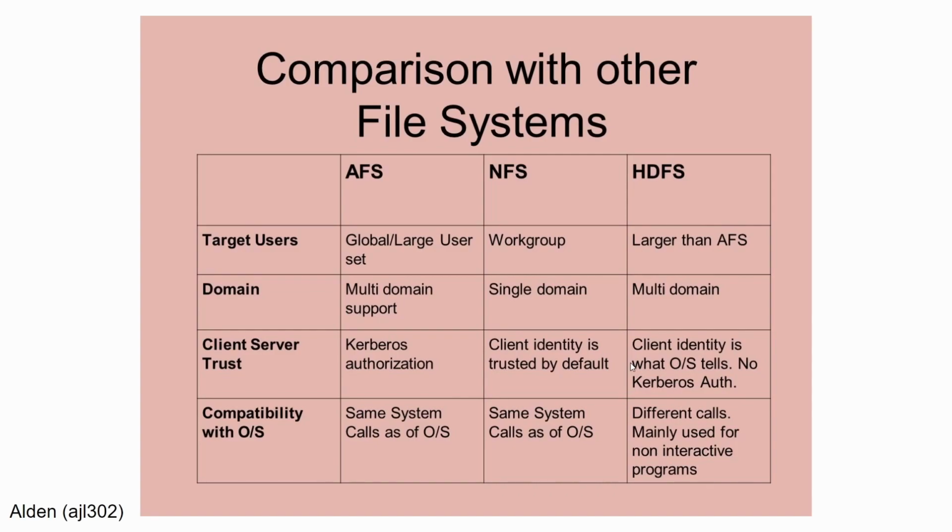So this chart compares some of the most well-known distributed file systems. As you can see, there are variations in the target audience, where HDFS is intended for lots of users, which is larger than AFS, while NFS is aimed towards smaller networks. They also differ in how they authorize users. AFS uses Kerberos authorization, while the identity is trusted by NFS, and the identity in HDFS is just what the OS tells.